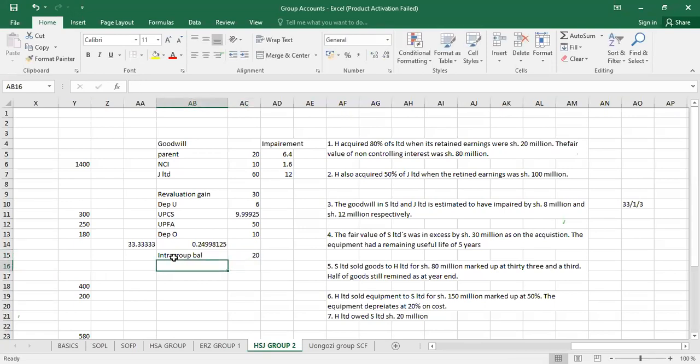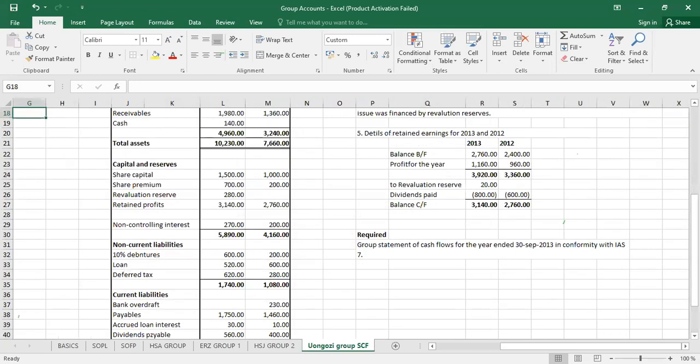So I think we'll stop there. When we come to the next class, we will present this one. Then we go to Uongozi, which is a group cash flow statement. After here, we'll go to analysis of financial statements. The class ends there. See you tomorrow. Hope you learned something.